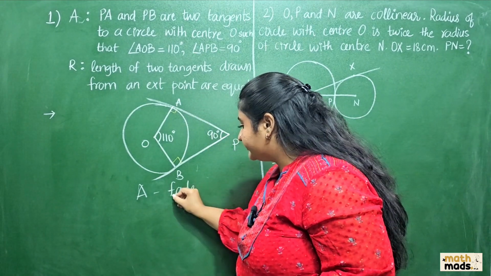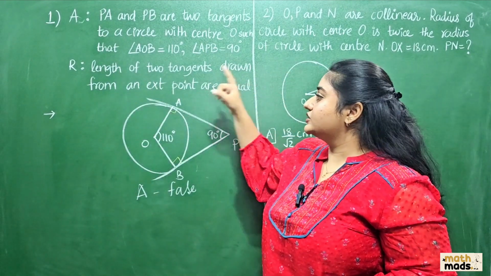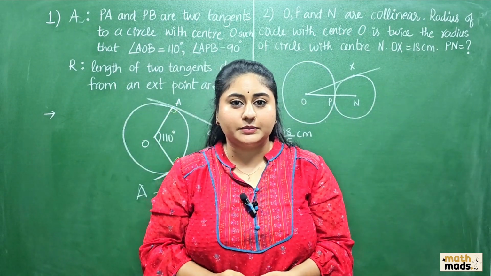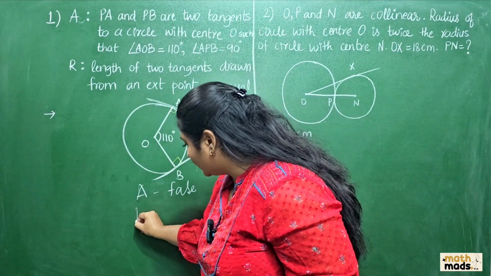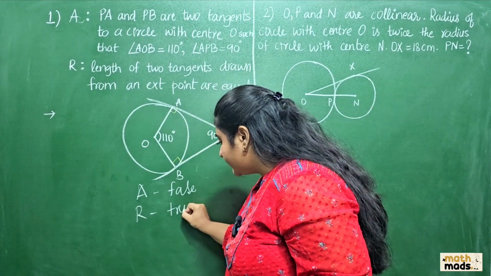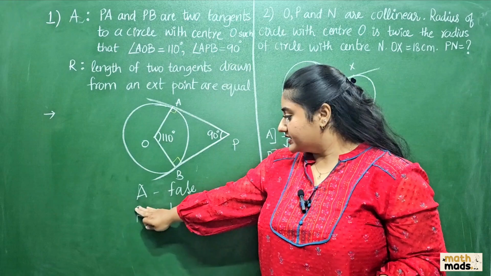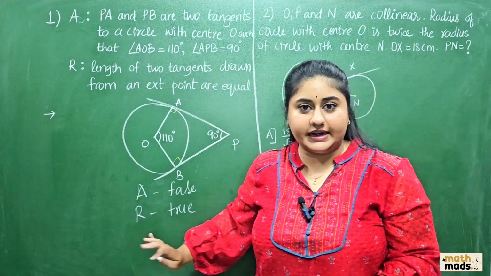What about the reason? Length of two tangents drawn from an external point are equal. This is already a result we discussed in the summary. So that reason is true. But is it a correct explanation? No. Anyway, it doesn't matter because assertion is already false. So assertion is false and reason is true is the right answer.